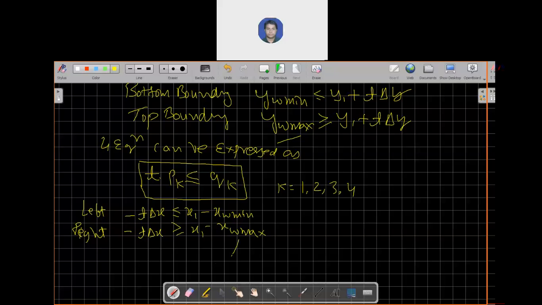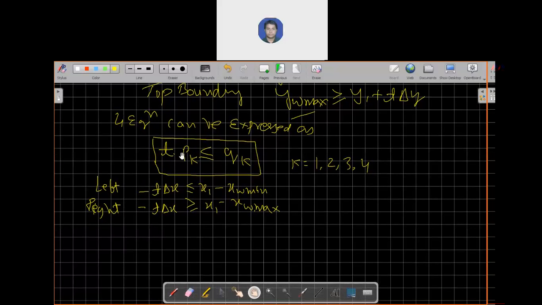So for changing the sign, on both sides we have to multiply by minus. This term will be minus into minus, plus t delta x. Now it will be less than or equal to, and minus x1, and this term will be plus xw max. In this way we have changed the greater than or equal to into less than or equal to by applying the negative on both sides of the equation. So now this is the common form we want.